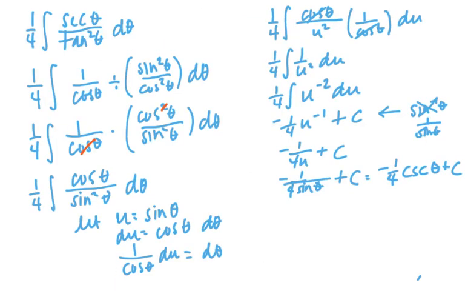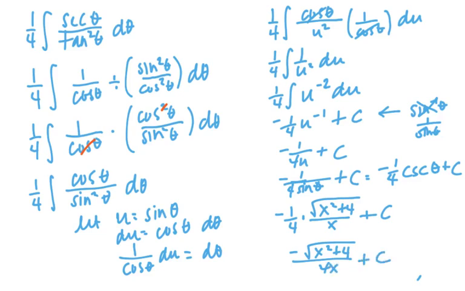So here we have negative 1/4. And cosecant is, we just learned, the square root of x squared plus 4 over x. And then we have plus c. So we're going to put those together to be negative the square root of x squared plus 4 over 4x, plus c.